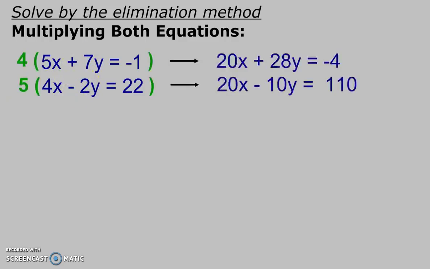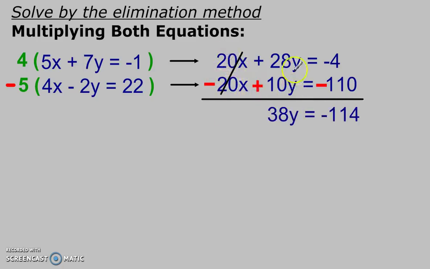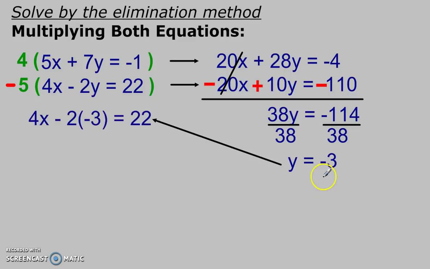I'm going to go to 20. Okay, now again, I prefer adding, so what I'm going to do here, instead of multiplying by 5, I'm going to multiply by negative 5, because that changes these signs. That way I have opposite coefficients, and then I can eliminate just by adding all these up. Okay, I add these up, that cancels out. 38y equals negative 114. And then divide by negative 38, get y equals negative 3.